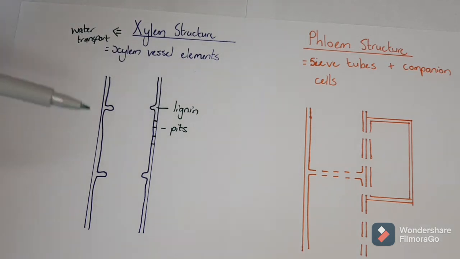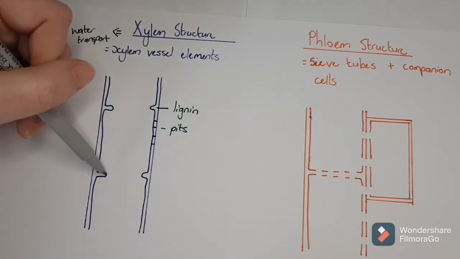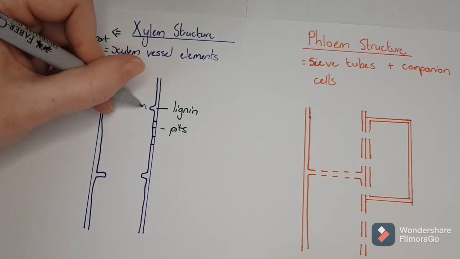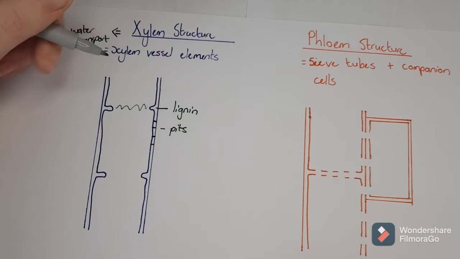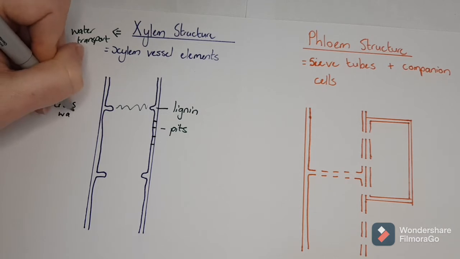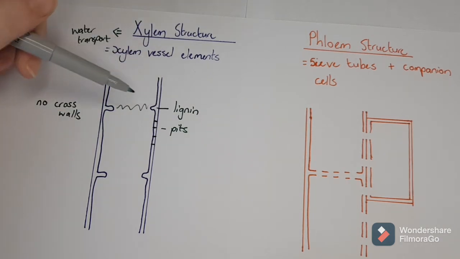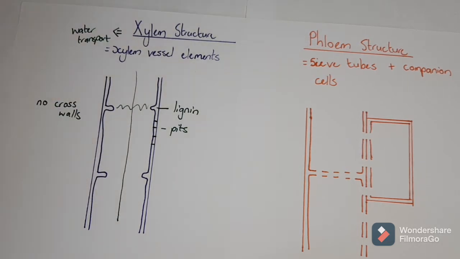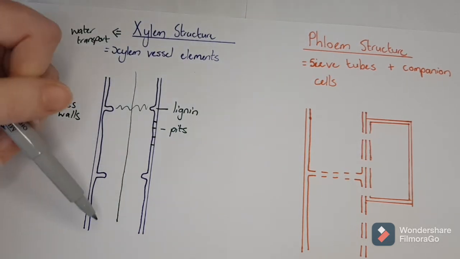Okay, and we can see here where the cells normally would have joined one on top of the other, this area over here, there is no more walls. So we say there is no cross walls. Okay, they have fallen away, so you make one long uninterrupted tube for the water to move down.